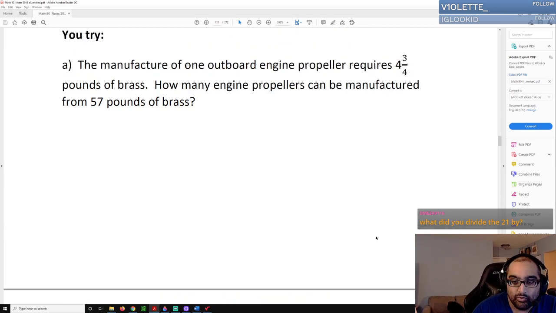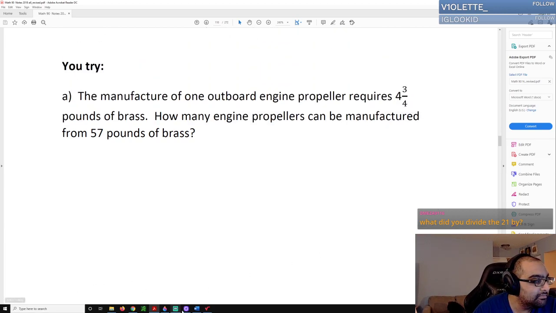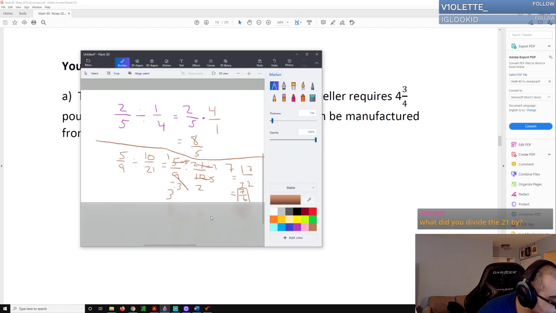What did I divide the 21 by? Oh, I'm sorry, you're right. Let me go back. I divided the 21 by 3. Sorry. So 21 divided by 3 to get the 7, and then the 9 divided by 3 to get the 3 here. Sorry if I wasn't clear about that when I wrote it down.